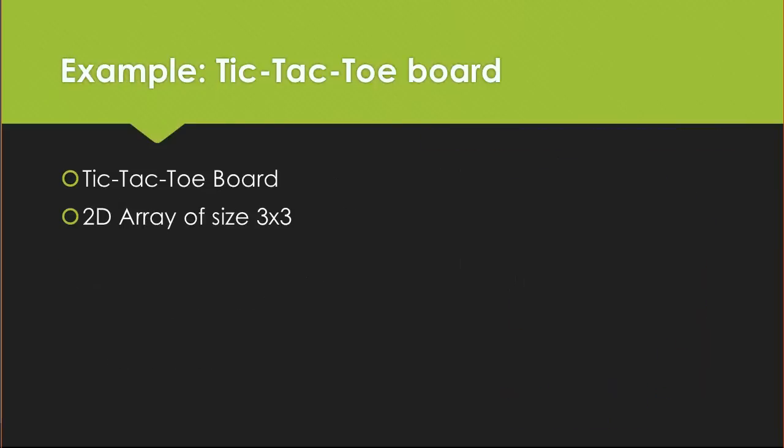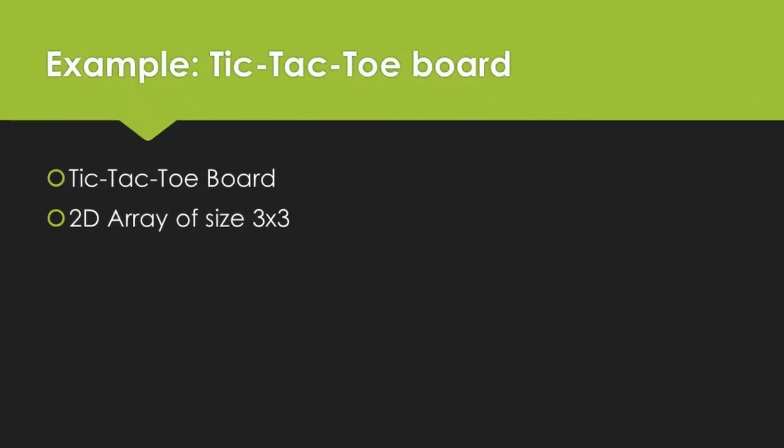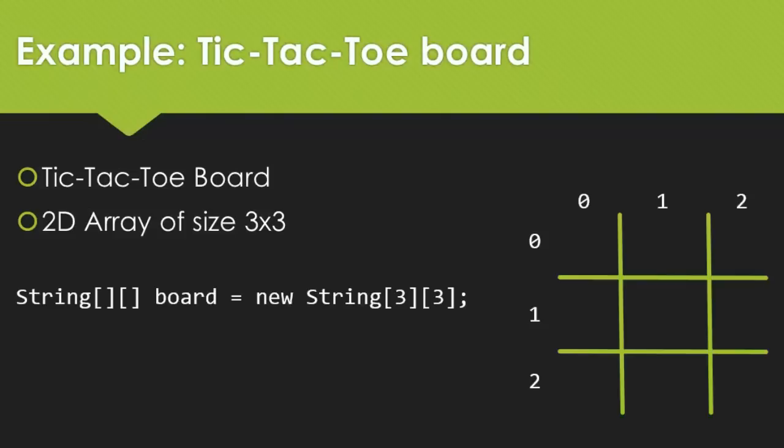Let's think of another example. This one's a little more real world. How about a tic-tac-toe board? Everybody knows the game tic-tac-toe, where you have 9 spaces. It's a two-dimensional grid of size 3. So there's the Java that makes my tic-tac-toe board. I say String[][] board equals new String of size 3 and 3. So I have 1, 2, 3, and then in those sub-indices I have 1, 2, and 3.